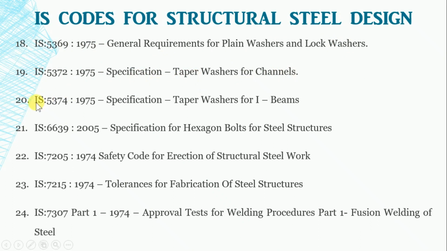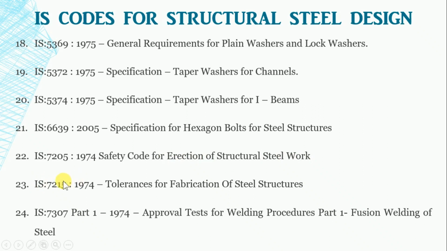Similarly, IS 5374-1975 gives specification on taper washers for I-beams. IS 6639-2005 gives specifications for hexagonal bolts for steel structures. IS 7205-1974 is a safety code for erection of structural steelwork.